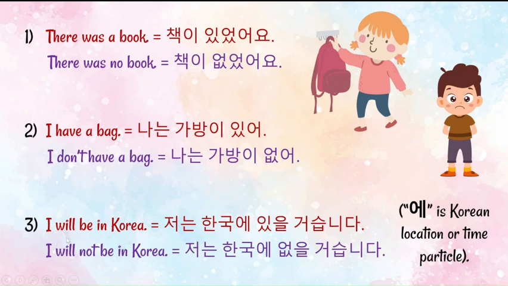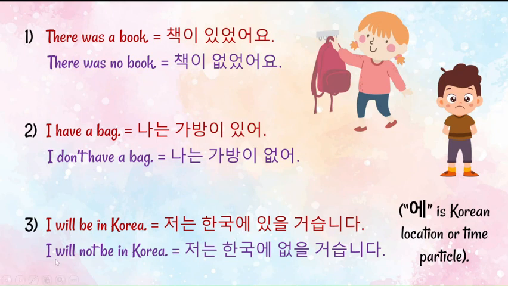Suppose you have to say I will be in Korea. In Korean it will be 저는 한국에 있을 것입니다. Future tense, formal form of conjugation. Itta will be conjugated as 있을 것입니다. Okay. Now here this particle 에, it is the Korean location or time particle.